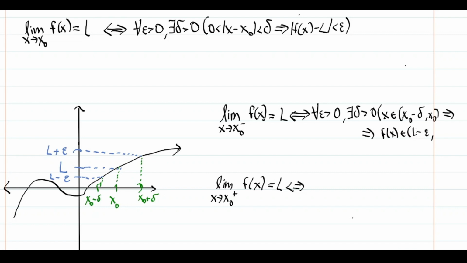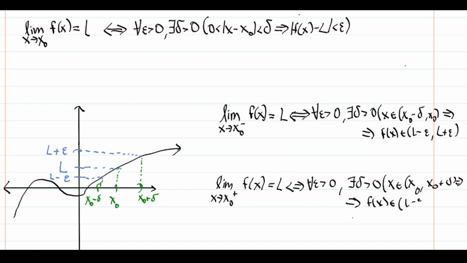other neighborhood. So here we have the exact same idea. For all epsilon greater than 0, there exists delta greater than 0. And again, you can use inequalities, but the point is actually understanding the concept of what this even means. So this is how side limits work.